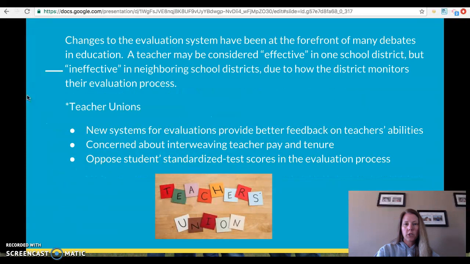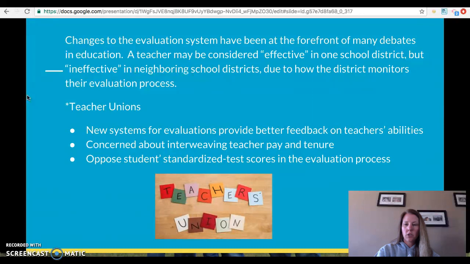Changes to the evaluation system have been at the forefront of many debates in education. A teacher may be considered effective in one school district, but ineffective in neighboring school districts due to how the school district monitors their evaluation process.